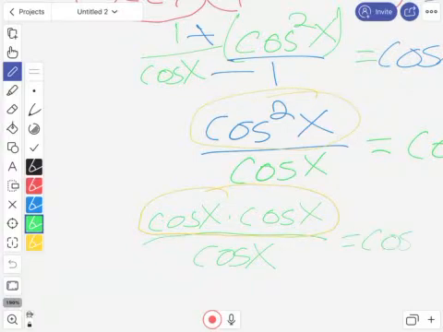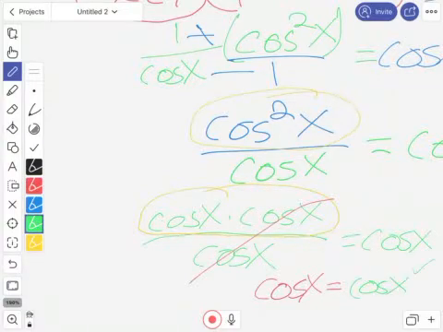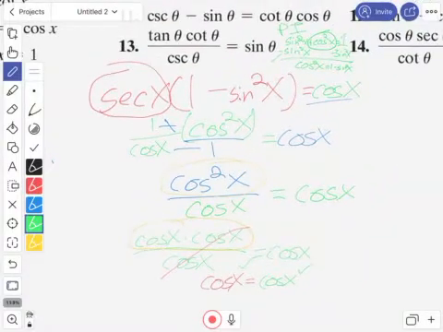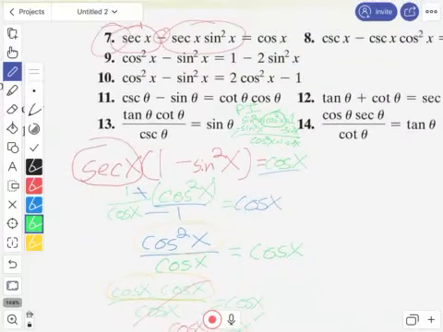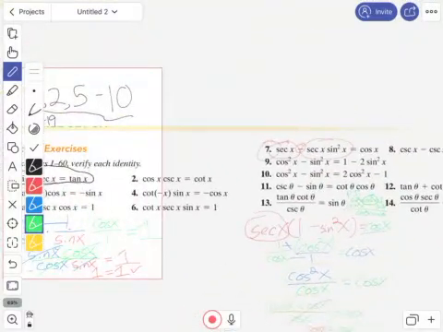So now what can we cancel? Hopefully you're saying one version of cosine of x. And then lo and behold, we now have one version of cosine of x equals one version of cosine of x. We're done on that one. So that was 7. What else do we got?